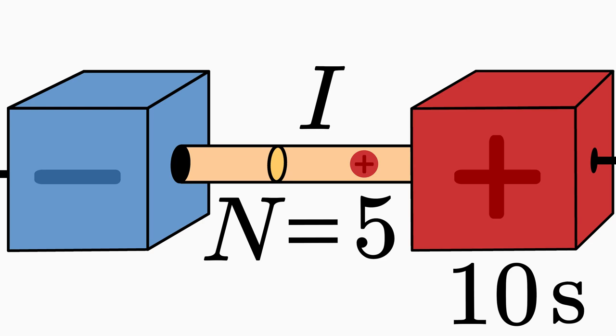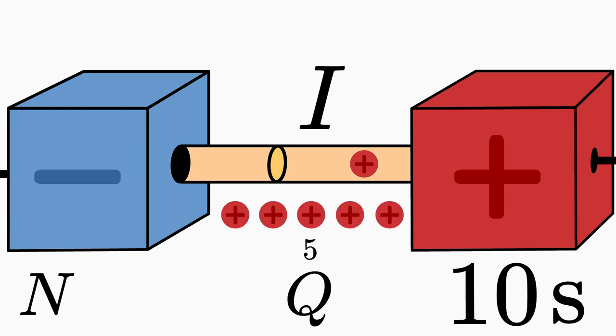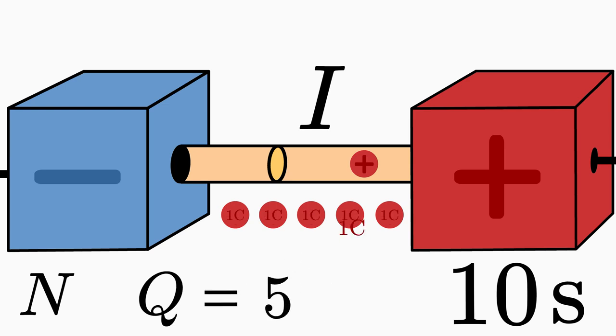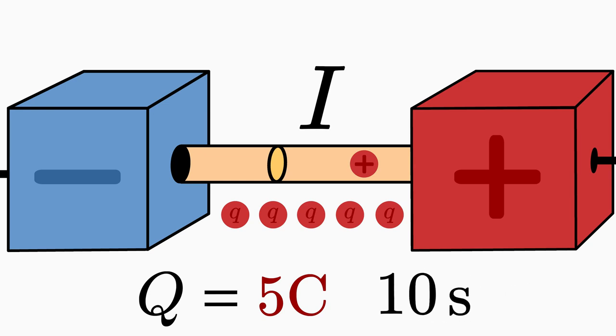How much electric charge was now transported through the cross-sectional area? Let's label the total charge with a capital Q. If 5 charged particles passed through and each of them transported the charge of 1 coulomb, then in total 5 coulomb were transported. We just multiplied the number of particles N with their charge Q. So 5 coulomb of charge were transported through the cross-sectional area within 10 seconds.